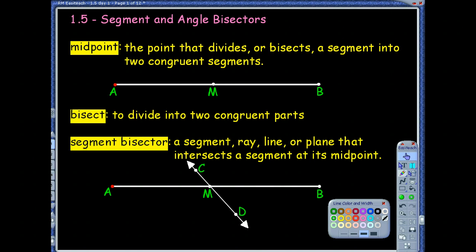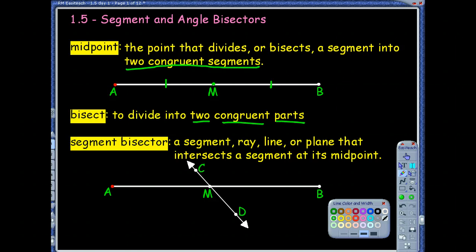So looking at this segment that we have here, M would be considered the midpoint of that segment, and it divides this whole segment into two congruent parts. So we could put our little congruence marks on there to show that those two measures are exactly the same because that segment is bisected by that point M. To bisect is to divide into two congruent parts. So we know that when we say that something is bisecting, the midpoint does lie on that bisector that is dividing that segment into two congruent segments.